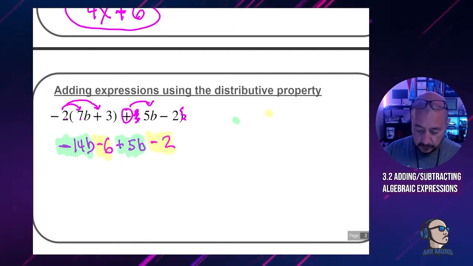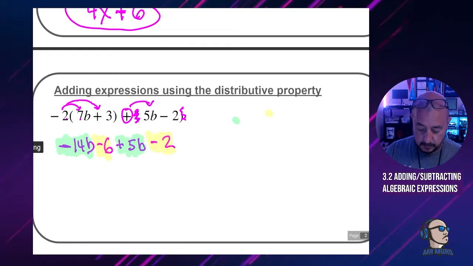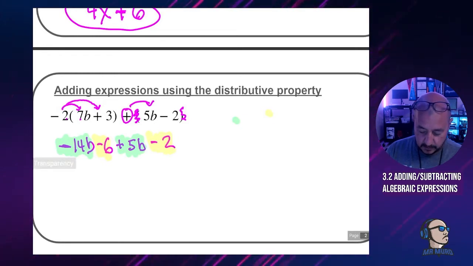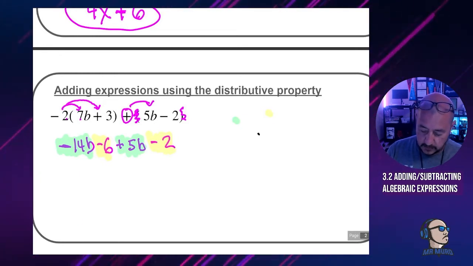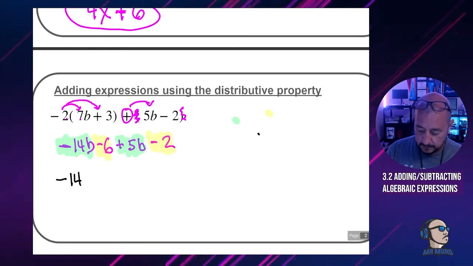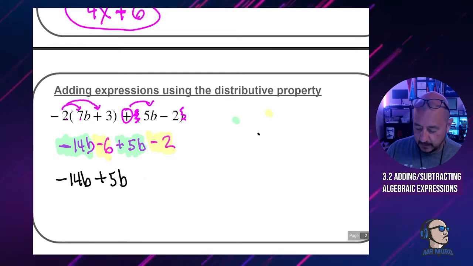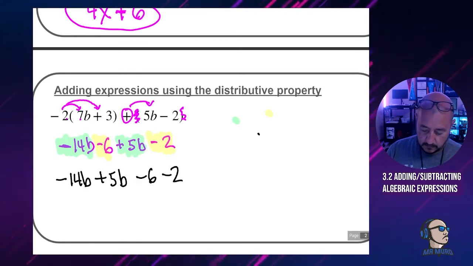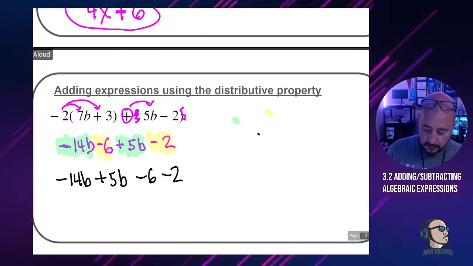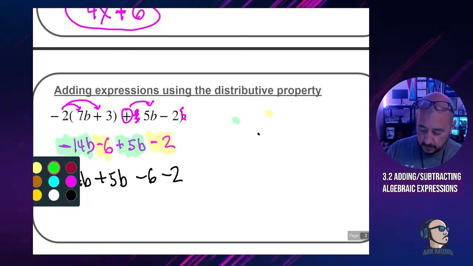Once again, I really encourage you to rewrite these so that it doesn't mess you up. So I'm just going to regroup all this. I'm going to go negative 14b plus 5b, and then I have negative 6 and negative 2. And I'm going to use my highlighter once again just to group this so I know what's happening here.